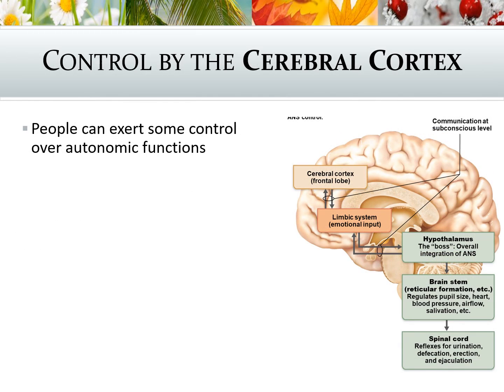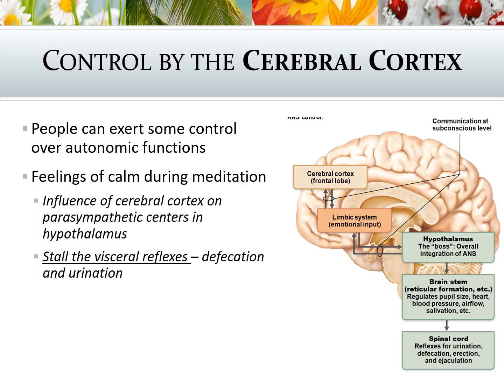So we do have some control over the autonomic functions. You can convince your autonomic nervous system to go one way or the other. Essentially you can have some calming feelings during meditation. You can actually have some influence of the cerebral cortex on the parasympathetic centers in your hypothalamus. So essentially, meditation does work, right? You can actually convince your autonomic nervous system that you're more in a parasympathetic state, so you have a feeling of calm and relaxation.